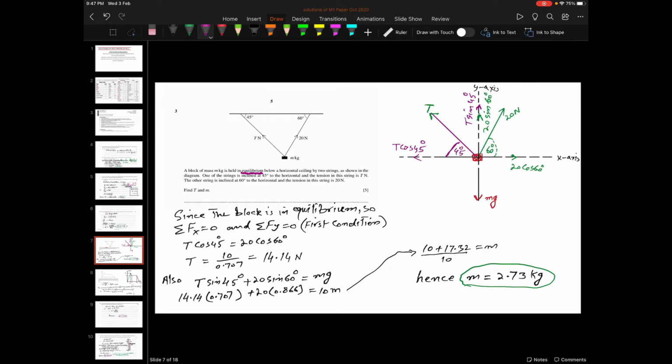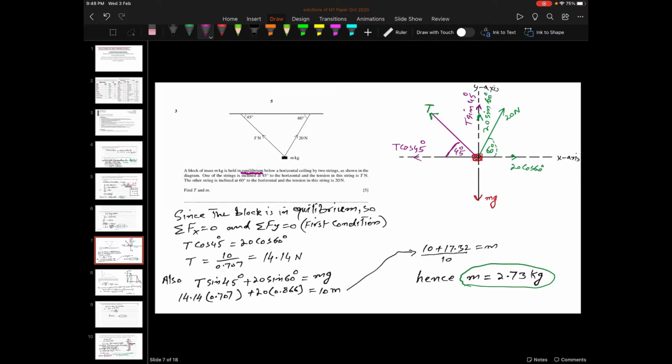Question number 3. A block of mass m kg is held in equilibrium below a horizontal ceiling by two strings as shown in the diagram. One of the strings is inclined at 45 degrees to the horizontal and the tension in this string is T Newton. The other string is inclined at 60 degrees to the horizontal and the tension in this string is 20 Newton. Find the tension and the mass of the block.